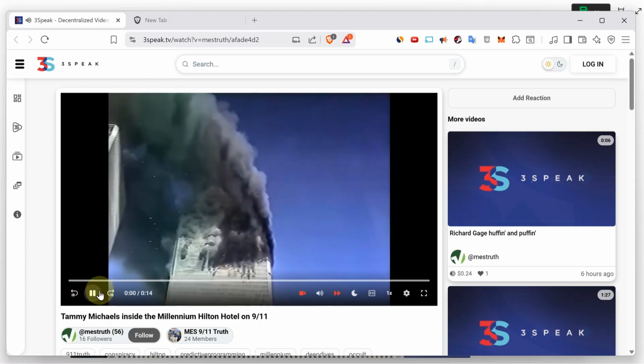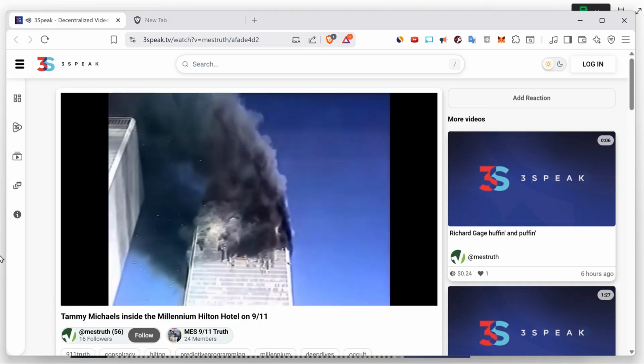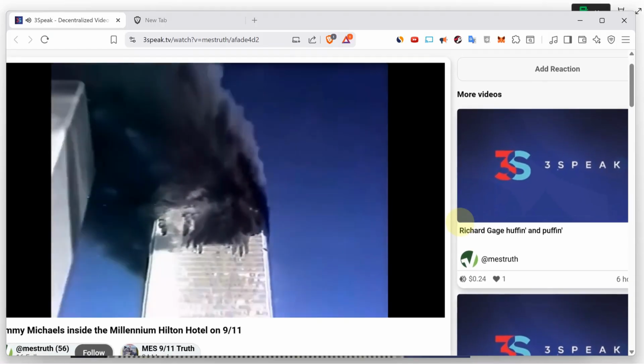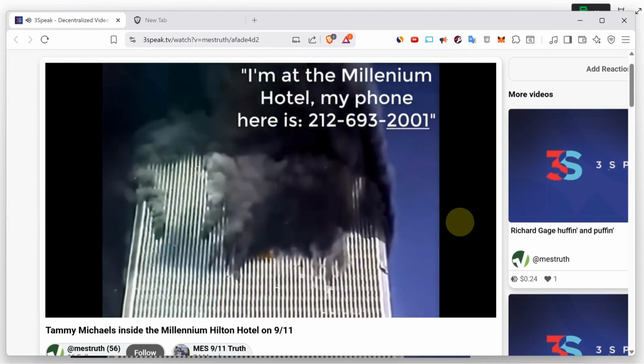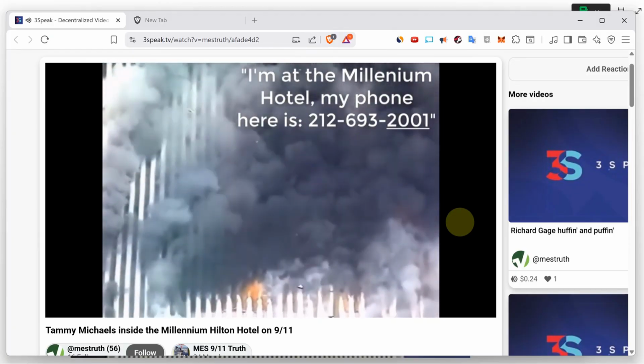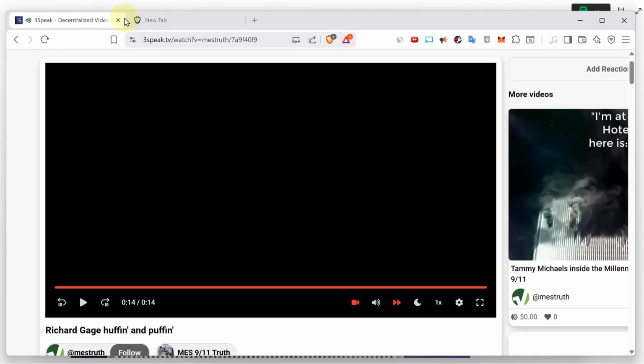Flames are coming out the window. We've been told to stay in our hotel. I'm watching this right in front of me. I have to call to tell you, I'm at the Millennium Hotel. My phone number here is 212-693-2001.